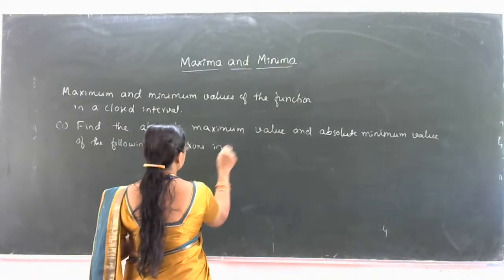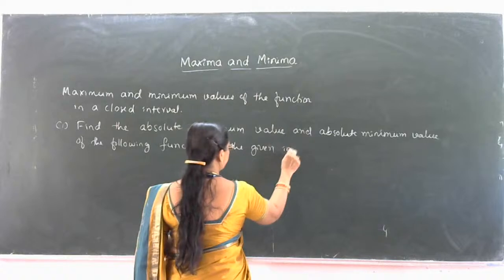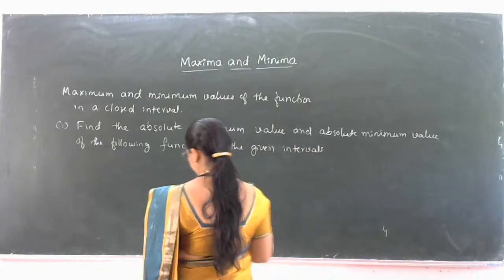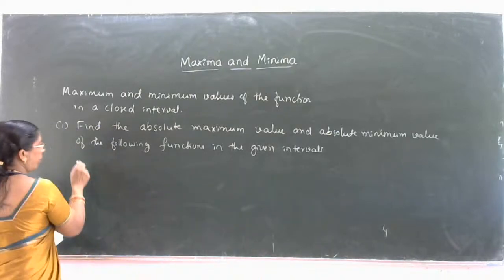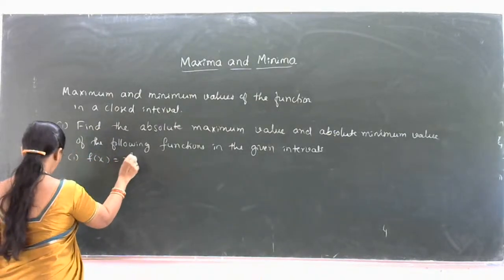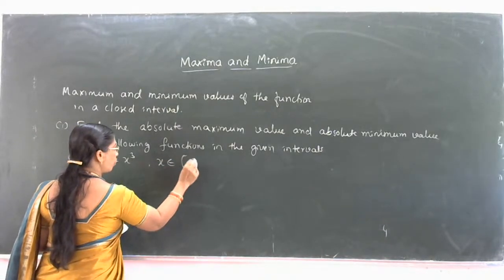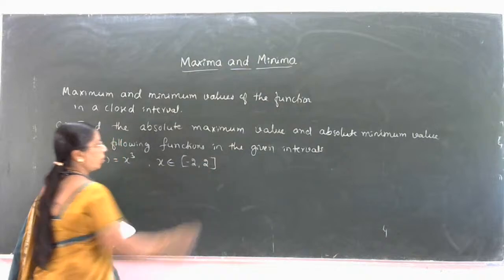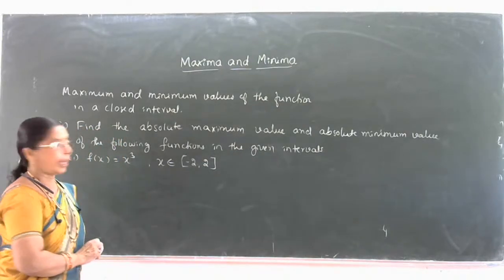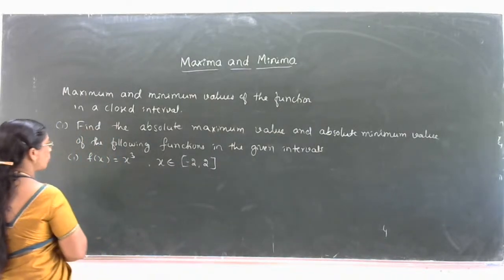In the given intervals, the first one is f of x equal to x cube, where x belongs to -2 to +2. We take here only a simple problem: f of x equal to x cube, x belongs to -2 and +2.